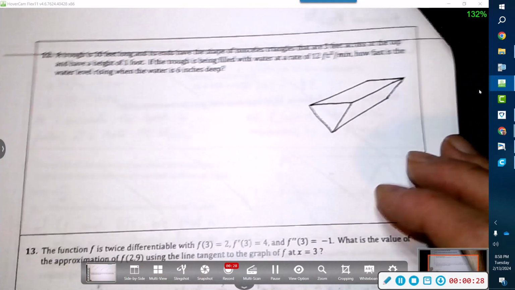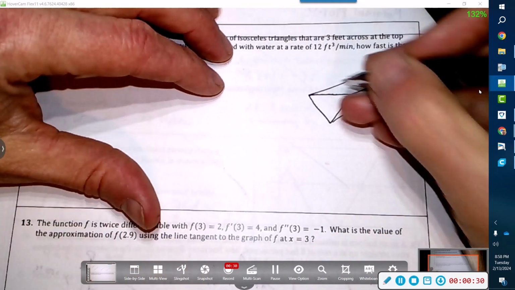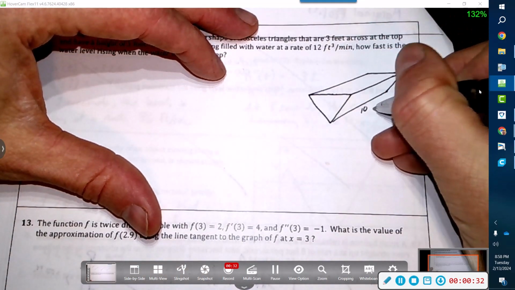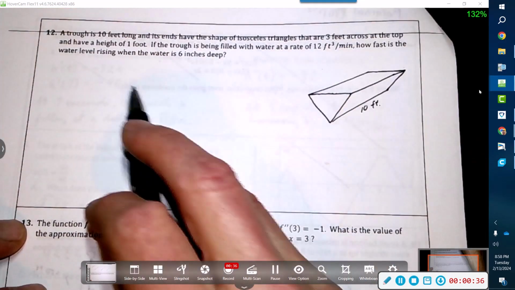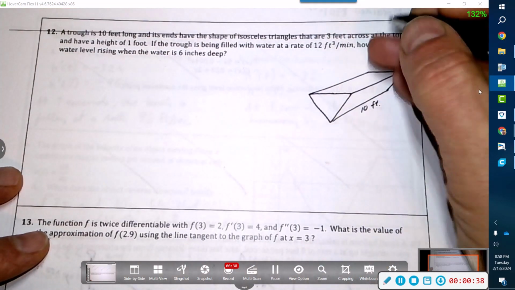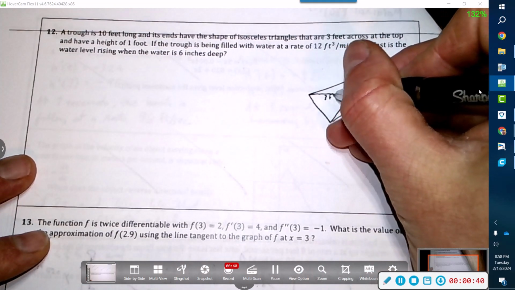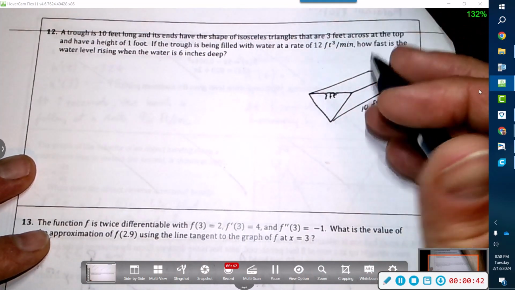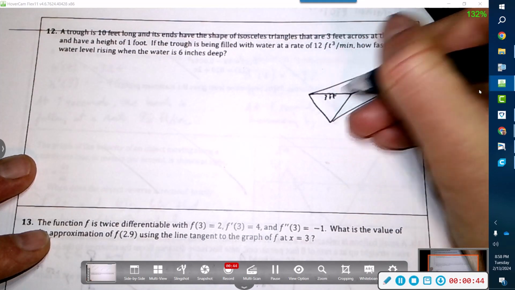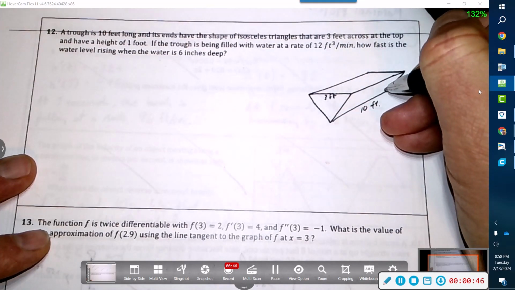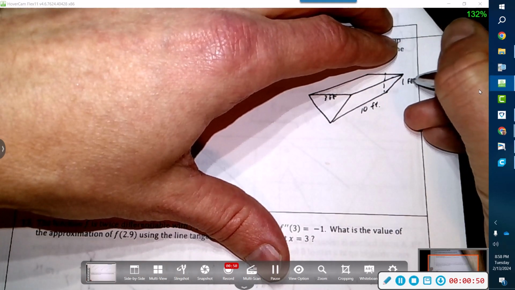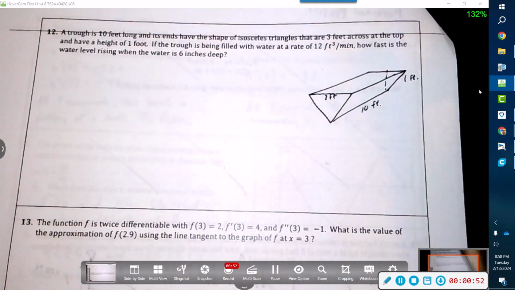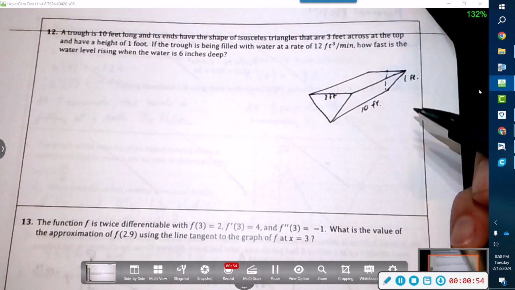Okay, so this is the trough, and this guy's got 10 feet across, like that, and we said it was 3 feet across the top, so that's 3 feet, and then it said that it has a height of 1 foot. Okay, so what is the area of this thing?